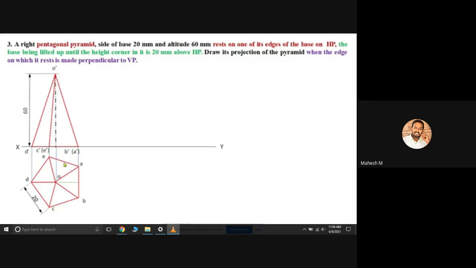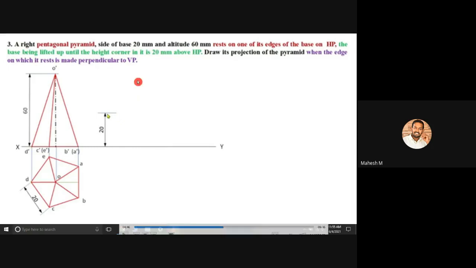Okay, so what is our condition? Rest on one of its edge of the base on HP. So this is what our edge. So this corner can be called as edge. So this corner should touch the reference line.